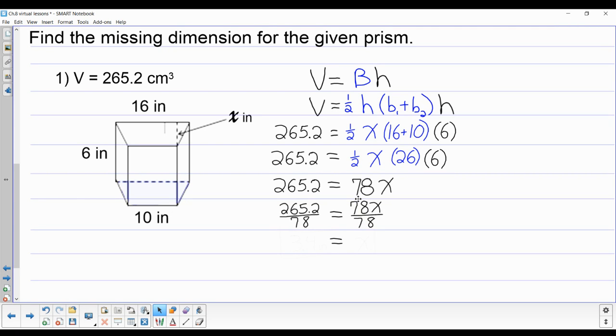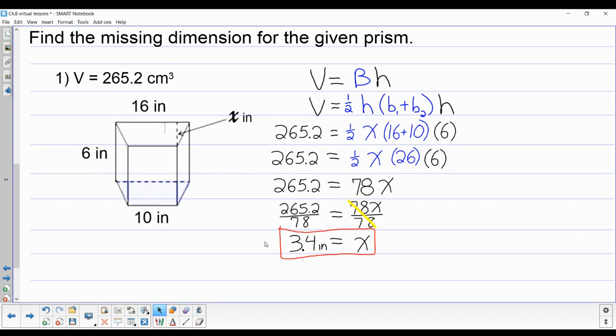On the right side, we have 78 divided by 78, which is 1. 1 times x means that we have activated the identity property. 1 times x is x. On the left side, you may use a calculator and do 265 2/10 divided by 78, which would give us 3 4/10, and since the label's inches, inches.